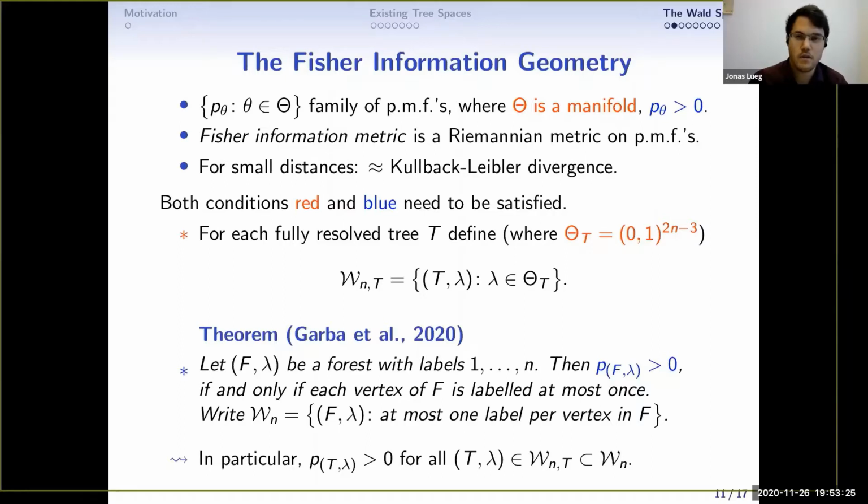And in particular, for a fully resolved tree, we find that the probability mass functions are strictly positive. And also we find that the set Wn is a subset of the edge product space. All right. Now, how do we actually define a geometry on the whole space Wn?